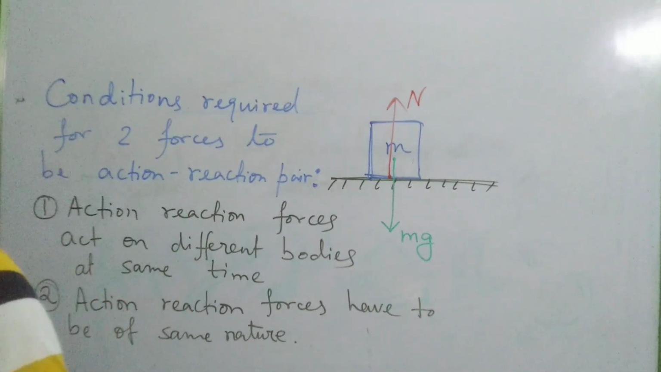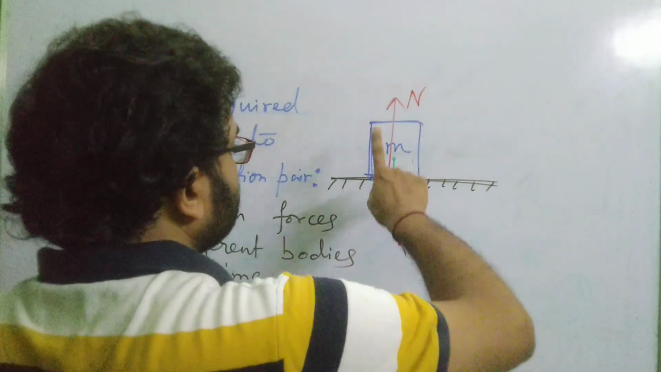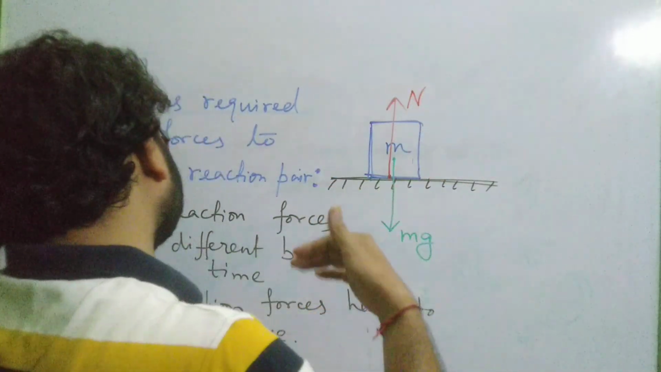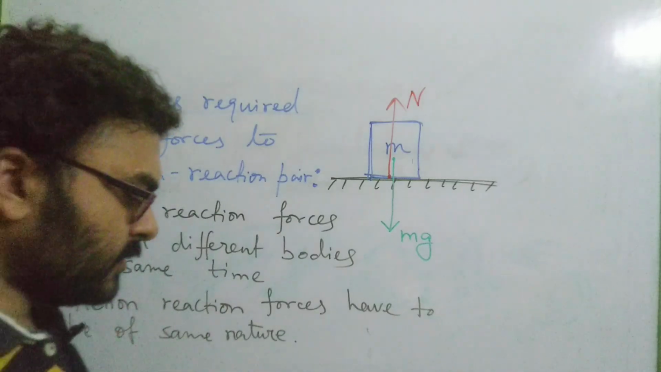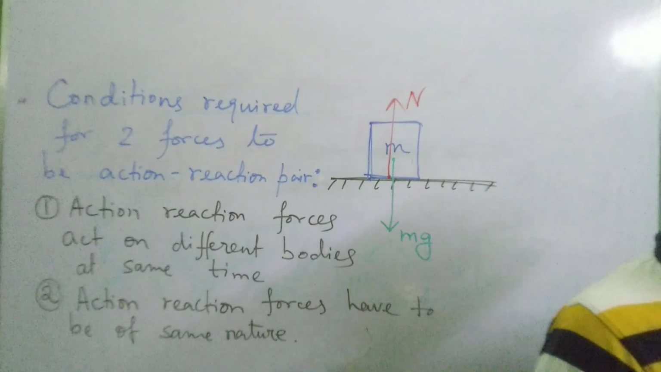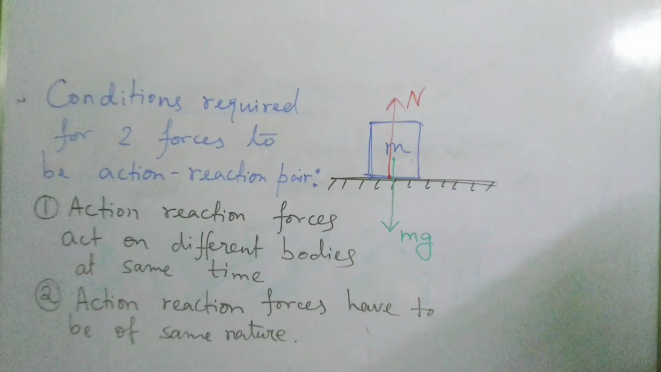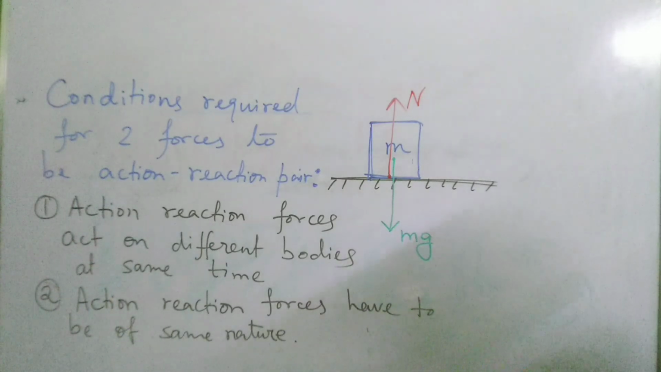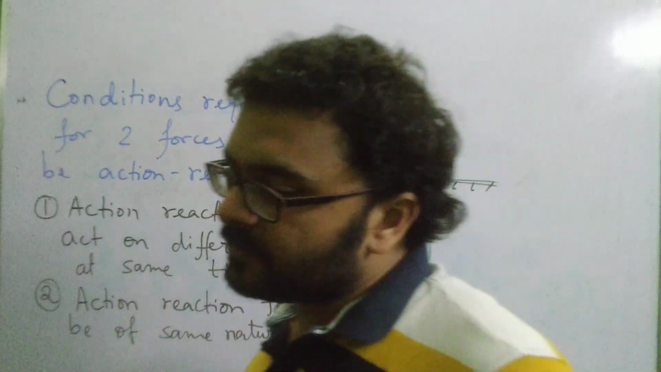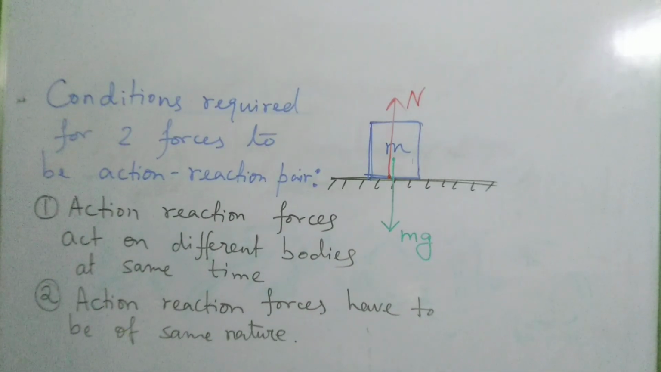Also if you see the second criterion, that an action reaction pair has to be of the same nature, it also does not satisfy that criterion, because normal reaction force is one kind of force, and gravitational force is another kind of force. Normal reaction force is actually a contact force, whereas gravitational force is basically a non-contact force. So they are not of the same nature, which is again a mismatch with the condition. So definitely the normal reaction force and the gravitational force cannot be the action reaction pair.